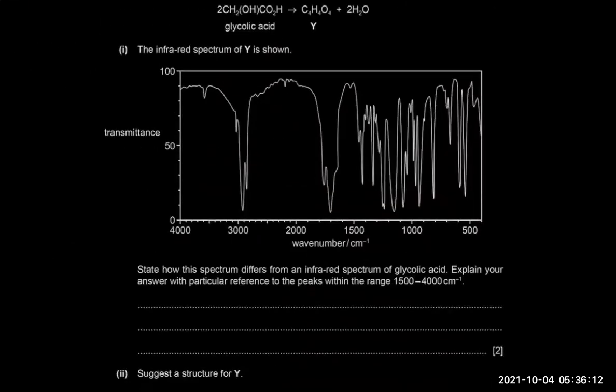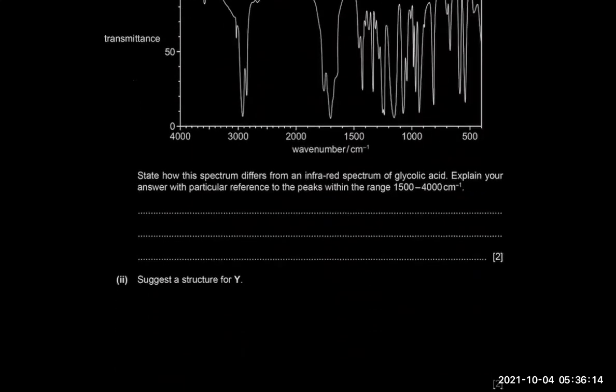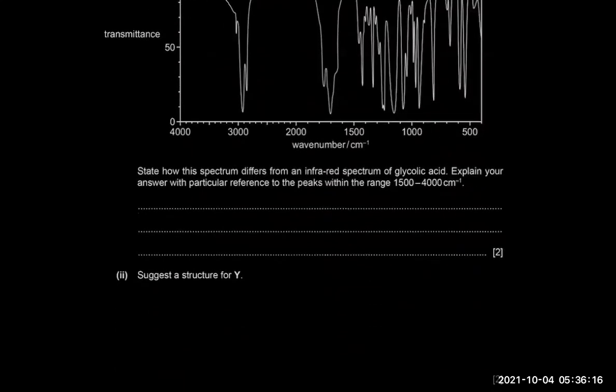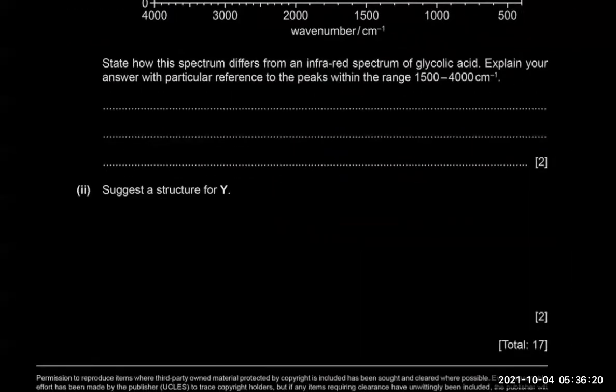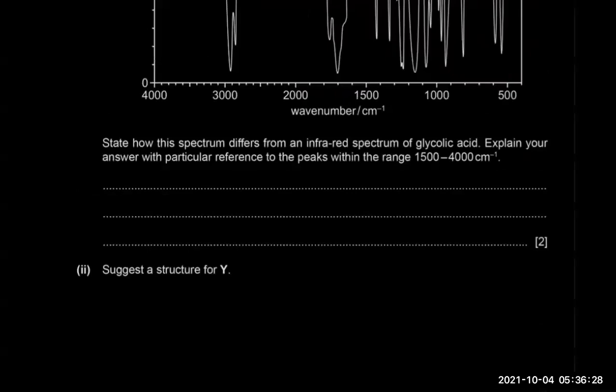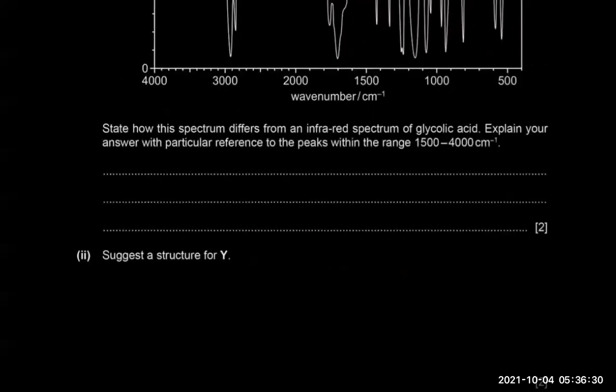Okay, now suggest a structure for Y. So let's actually draw that structure first. What we have is a CH2. What's the formula here? CH2OH, CO2H, right? And you have two of these molecules combining.